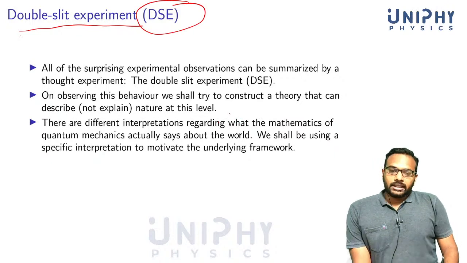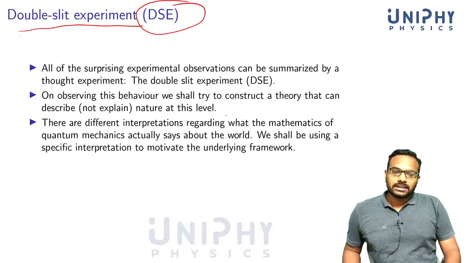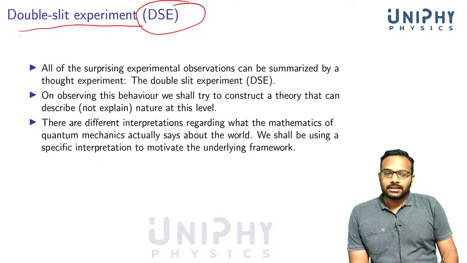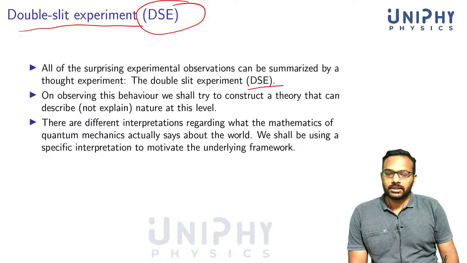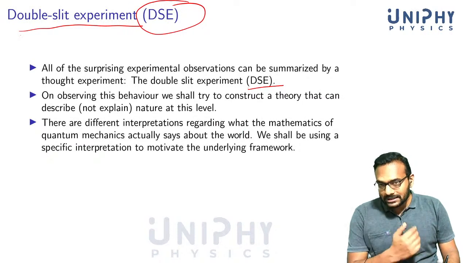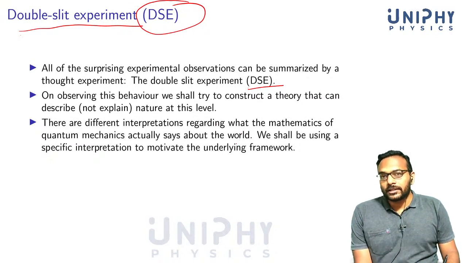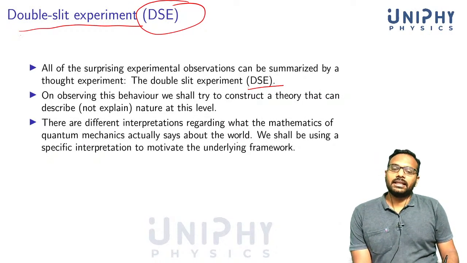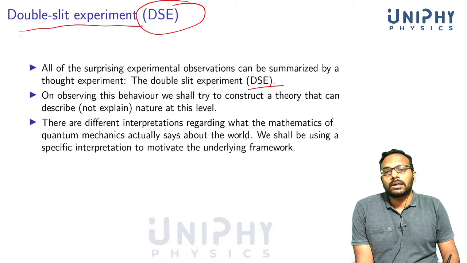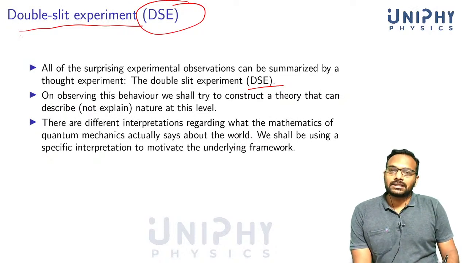Now there were so many surprising experimental observations, and we'll summarize them just by this thought experiment called the double slit experiment. In the double slit experiment, we will observe how the electron behaves in experiments. We don't know why the electron behaves like that, but once we know how the electron behaves, we'll try to construct a mathematical framework.